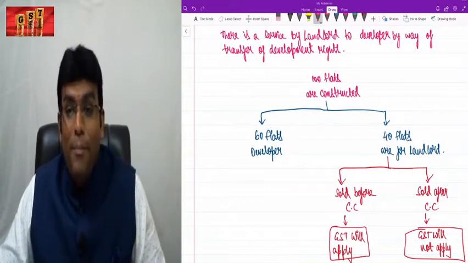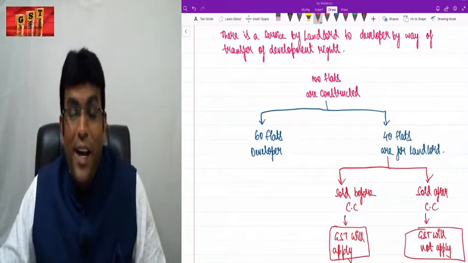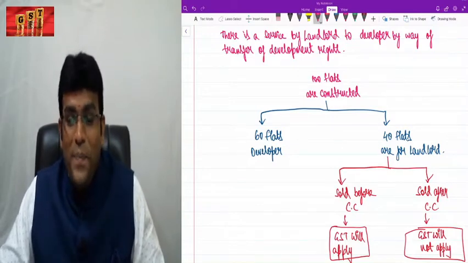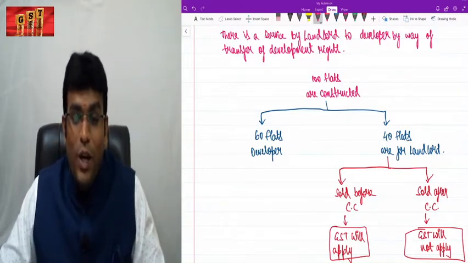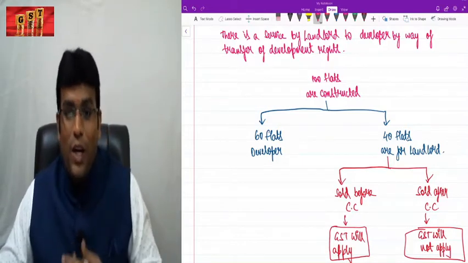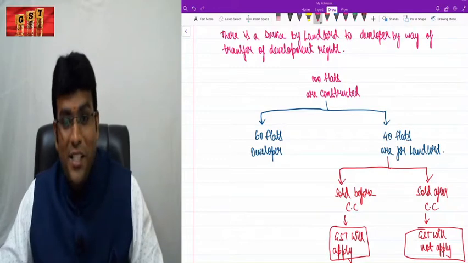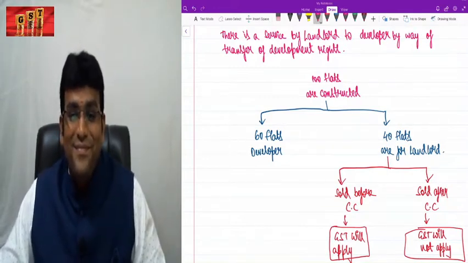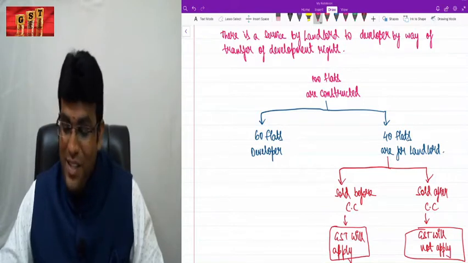And below I give an example where 100 flats are constructed, 60 flats are taken by developer and 40 flats are for landlord. And we all know that if the flat is sold before completion certificate, then definitely GST will come. But if it is sold after completion certificate, GST will not apply. We know this concept already. Clear, right? Done.